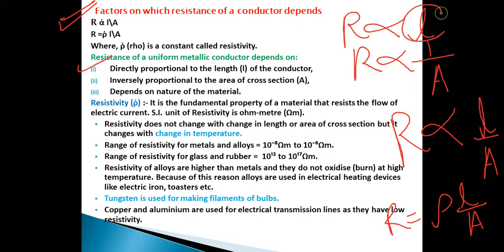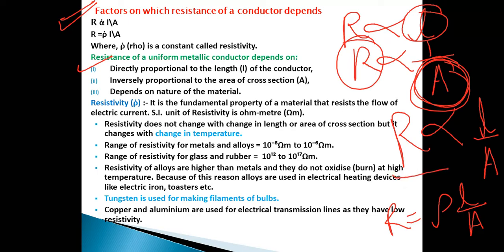It depends on the length of the conductor, and it is inversely proportional to the area of cross section. If we increase the area of cross section, resistance will decrease. Combining both the equations, we get resistance R is proportional to L by A, and when you remove the proportionality sign, you get R is equal to rho L by A, where rho is called resistivity.